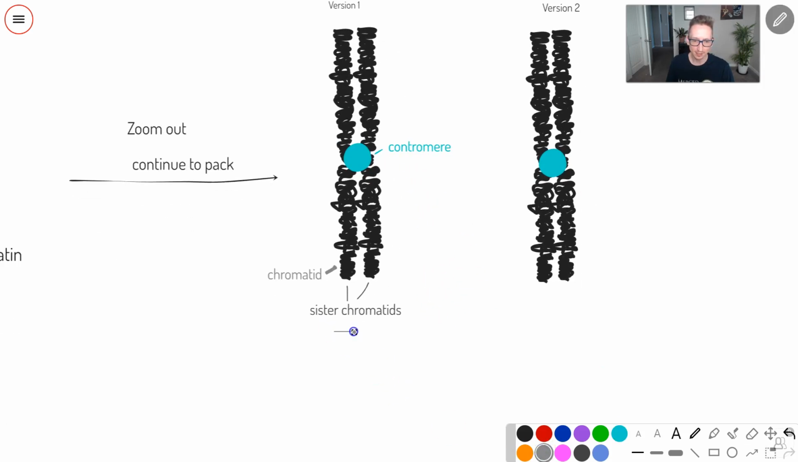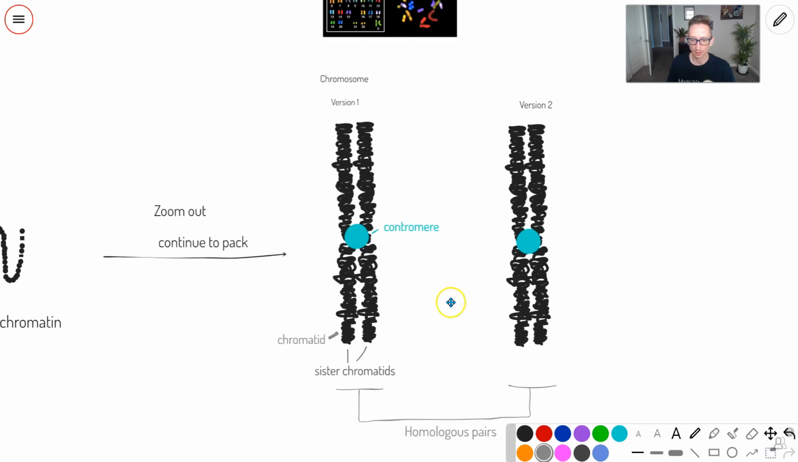And each one of these, since they're both different versions of the same chromosome, these are called homologous pairs. Homologous, G-O-U-S. Homologous pairs. Okay, and actually, I want to swap this just so this is a little more clear. I'll put this.